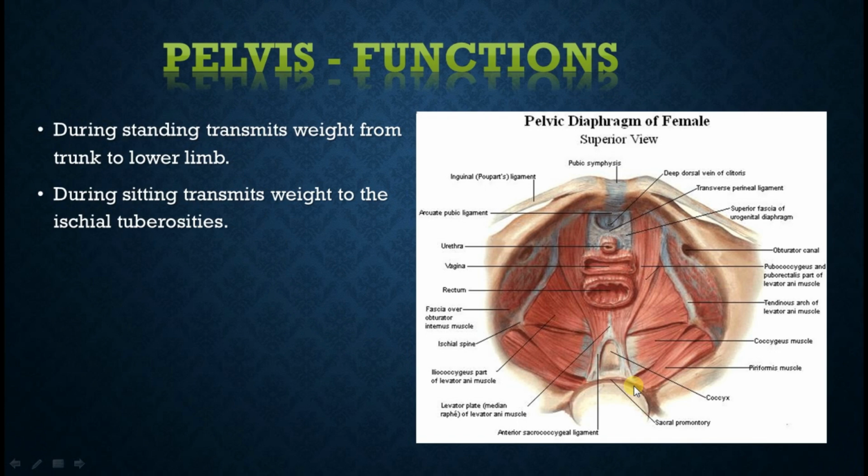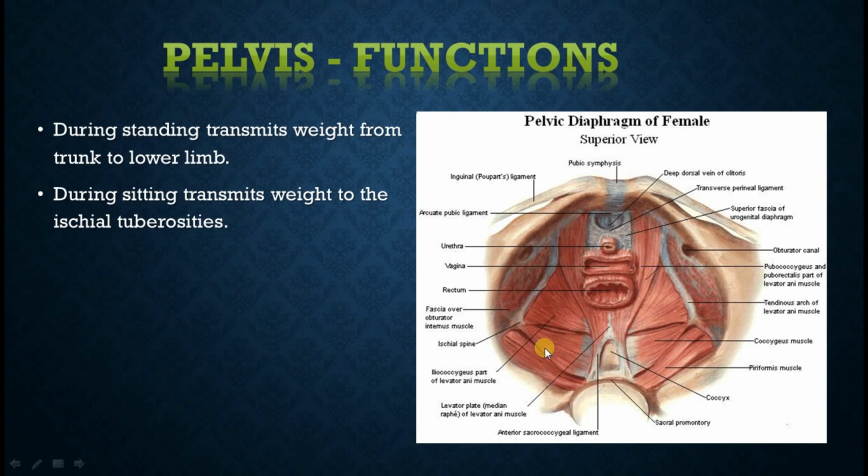Not only that, your abdominal organs, stomach, jejunum, ileum, liver, the weight of these organs and the pressure exerted by them are also transmitted to the pelvis, from the inlet to the cavity to the outlet. That is why we need a strong pelvic diaphragm to counteract the forces exerted from above, that is, from the abdominal cavity.